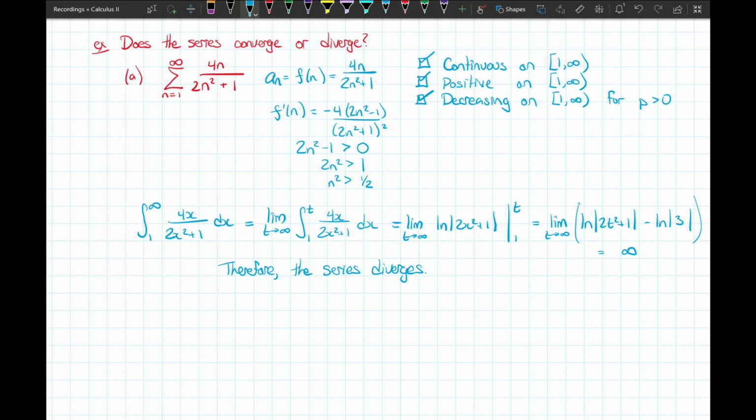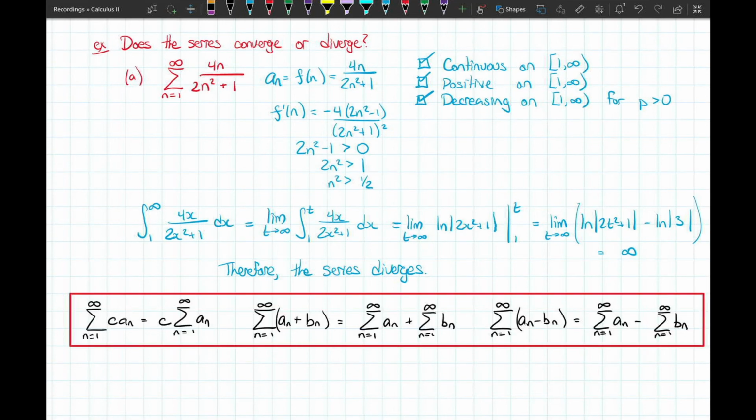Now, the integral test does involve a fair bit of work. There are some scenarios where we might just be able to simplify the series and use what we know about harmonic series and p-series to finish this up and determine convergence a little quicker.